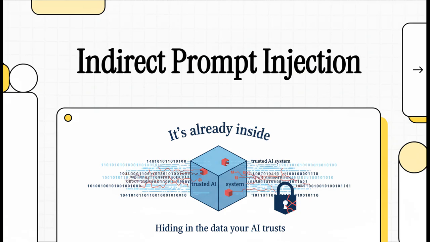All right, let's talk about a security threat. You're probably picturing something trying to break in from the outside, right? But what if the attack is already inside your systems, hiding in plain sight, in the very data your AI is supposed to trust? That's exactly what we're tackling today. Indirect prompt injection. It's truly the attack from within.